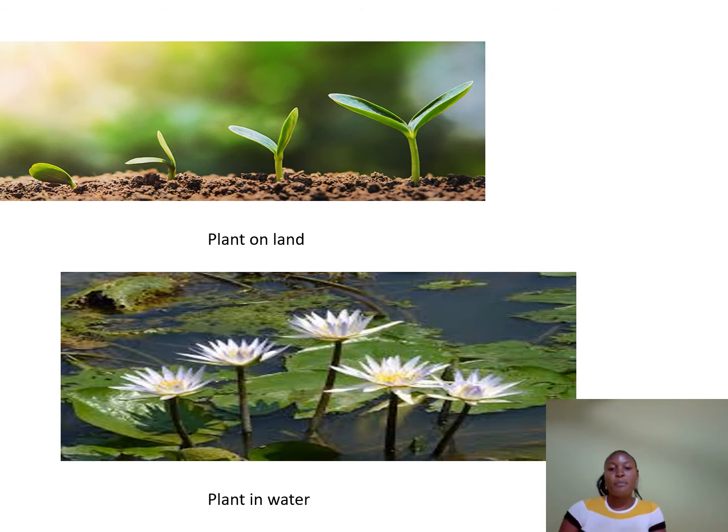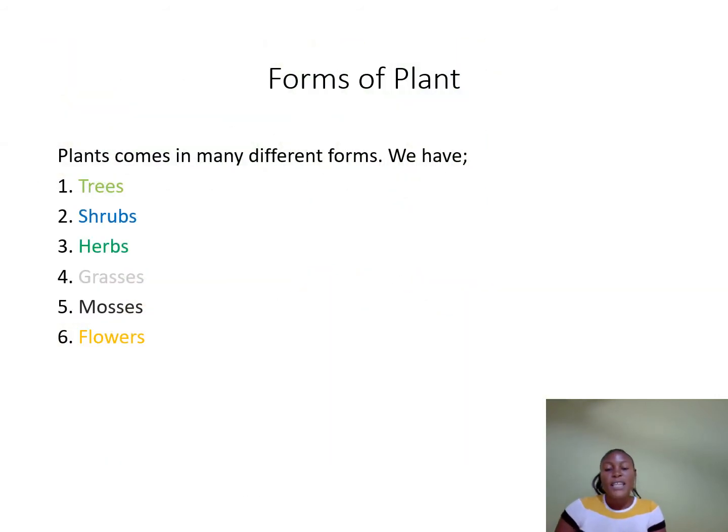So we can see plants on land. We can also see plants in water, just as the definition said. These are plants on land, and the ones below are plants in water. Good. Now let's look at the forms of plants. Plants indeed come in many different forms.